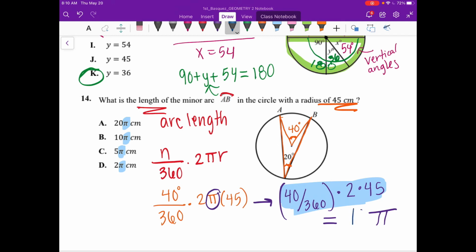You should end up with 10. If you're having calculator issues on that, let us know. And that's why the answer is B.